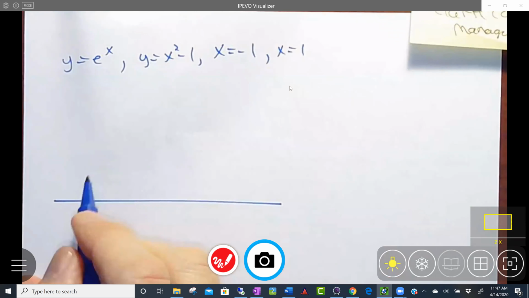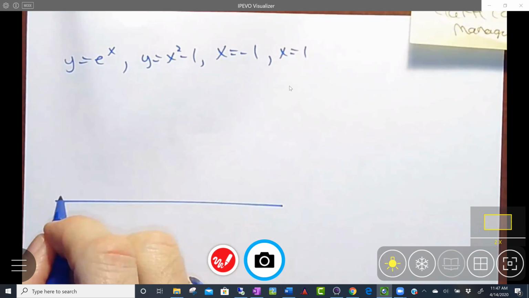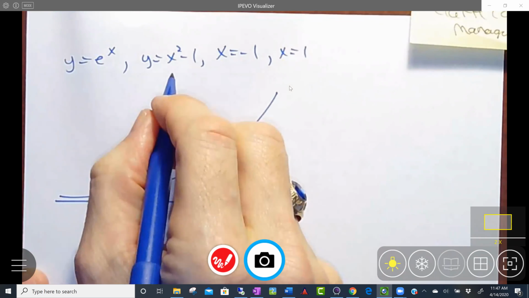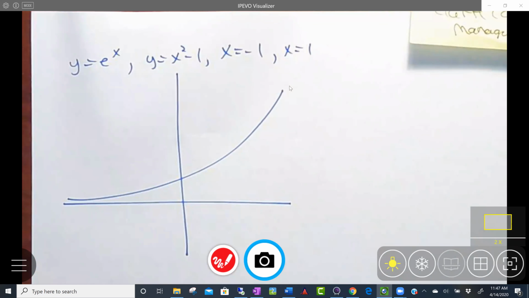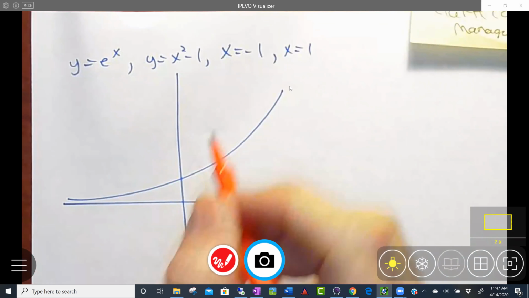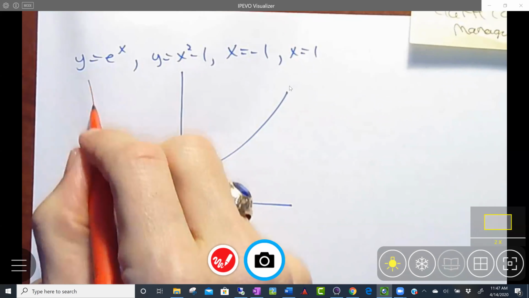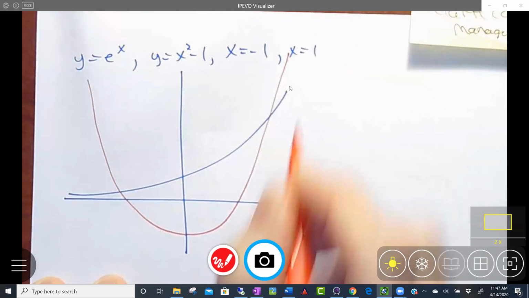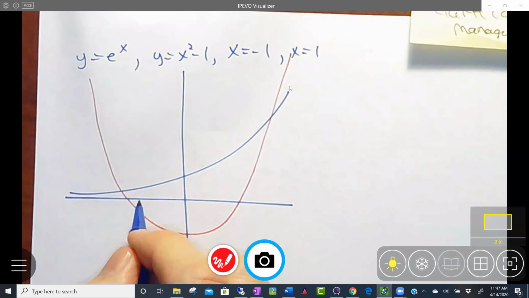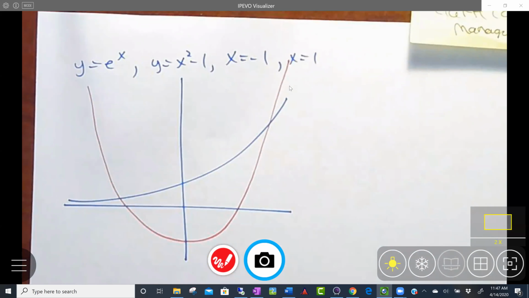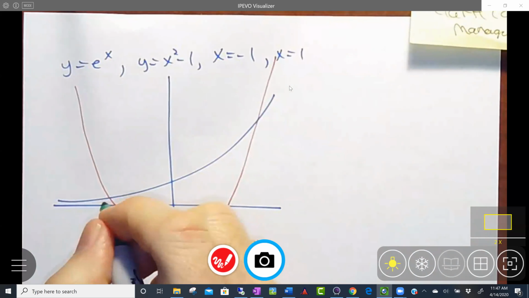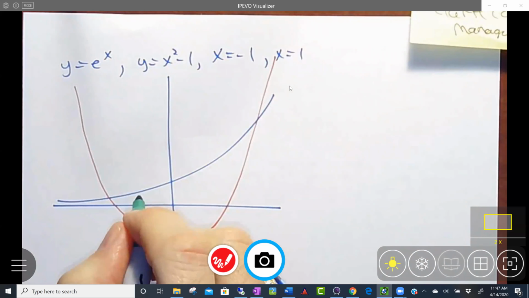Now the function e to the x, when you graph it, that's your exponential growth. I talked about that in my video about the COVID virus. And then our other function is y equals x squared minus 1. That's just going to be a parabola. Something like that. At some point, these two are going to cross each other. I'm not sure exactly where it is, but they are going to cross each other. Nonetheless, what we're interested in is a typical rectangle.